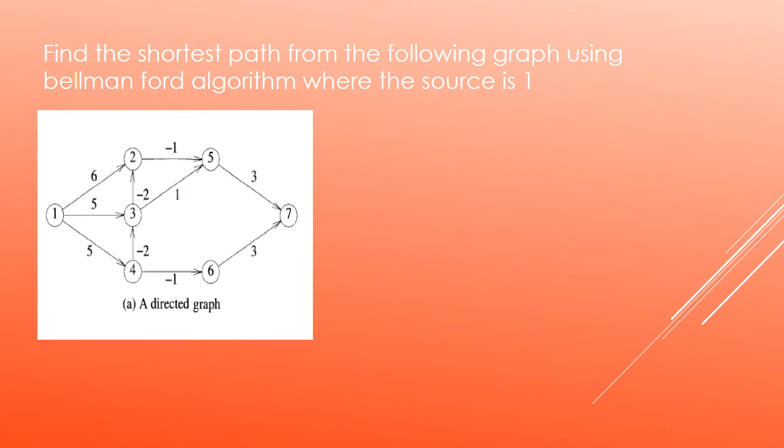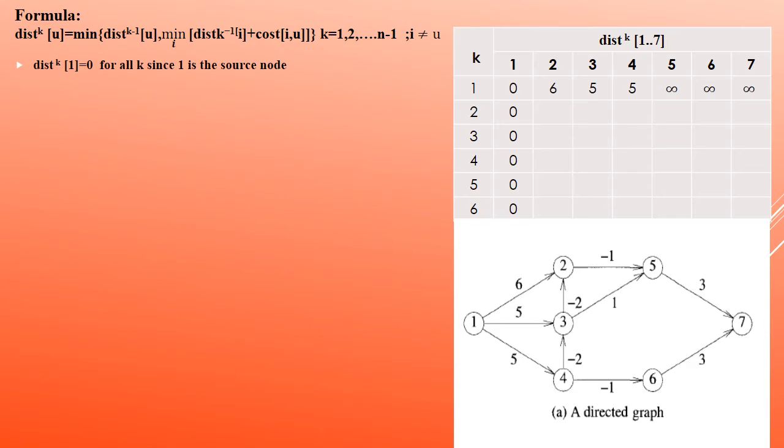Now, let's find the shortest path from the following graph using the Bellman-Ford algorithm, where the source vertex is 1. I am going to choose this node as the source node, and let's construct a distance table. The distance table has n minus 1 rows and n columns. The n minus 1 rows represent the number of iterations to give the shortest distance, and the n columns represent the vertices: 1, 2, 3, 4, 5, 6, 7.